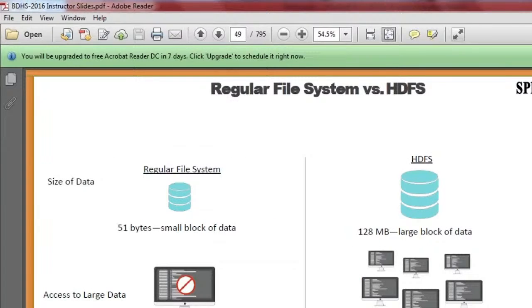All right. If I do a brief comparison of HDFS with a regular file system, a regular file system has a very small block size. Can anyone tell me what a block size is? What do you mean by a block size?